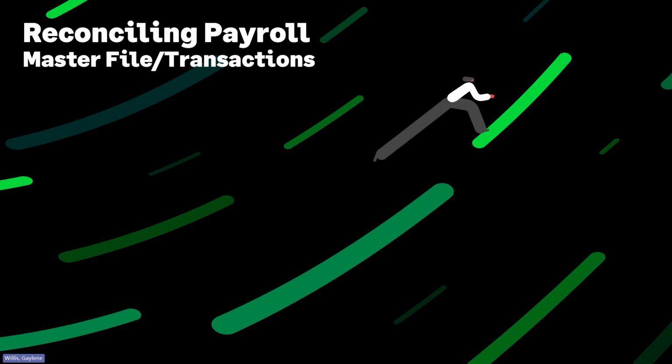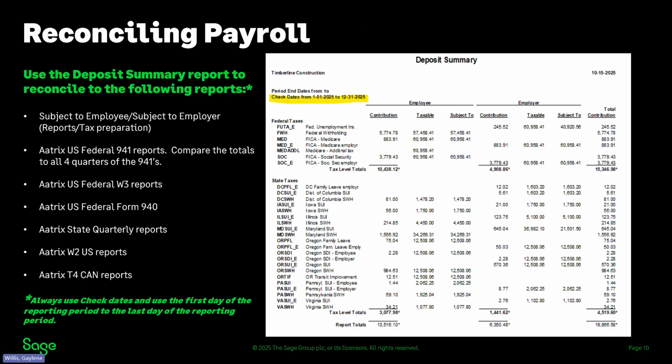Okay, so let's talk about reconciling payroll. And when I reconcile payroll, I'm talking payroll master file to its transactions. Okay, so the master file are the values stored under the employee setup. And think of those as the accumulators: your current year, current quarter, prior quarter, current month, prior month. So those buckets get populated every time you post a check.